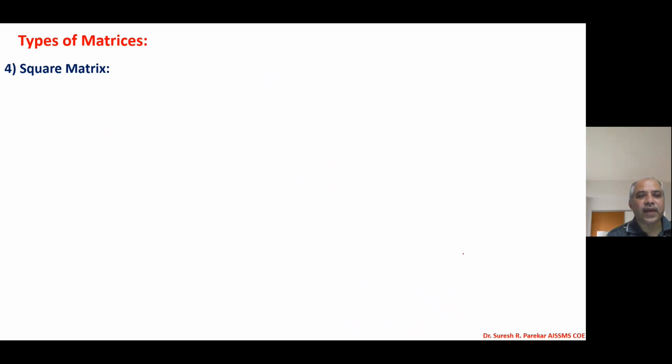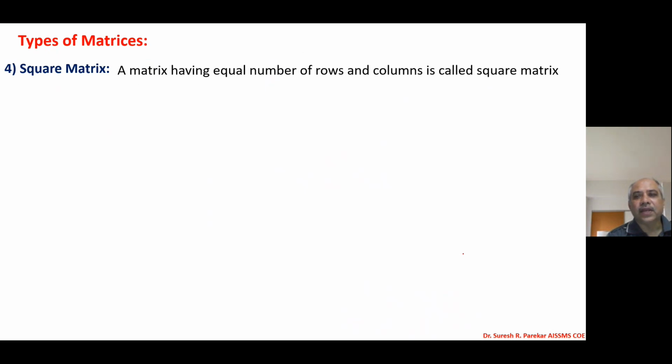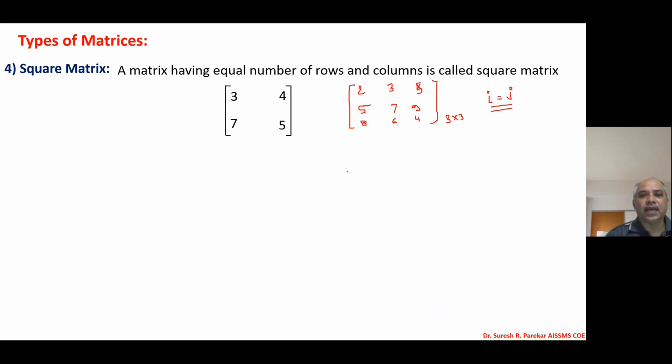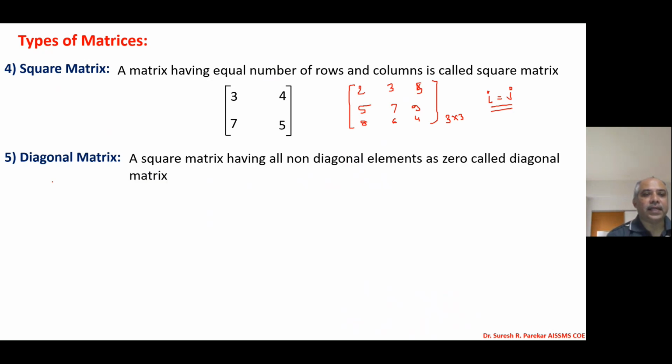Then we have fourth, square matrix. When rows and columns are equal, then we are going to say as square matrix. So it may be 2 by 2, or it may be 3 by 3. So this is 3 by 3. Square means number of rows is equal to number of columns, and that we are going to say as square matrix. Then we have diagonal matrix.